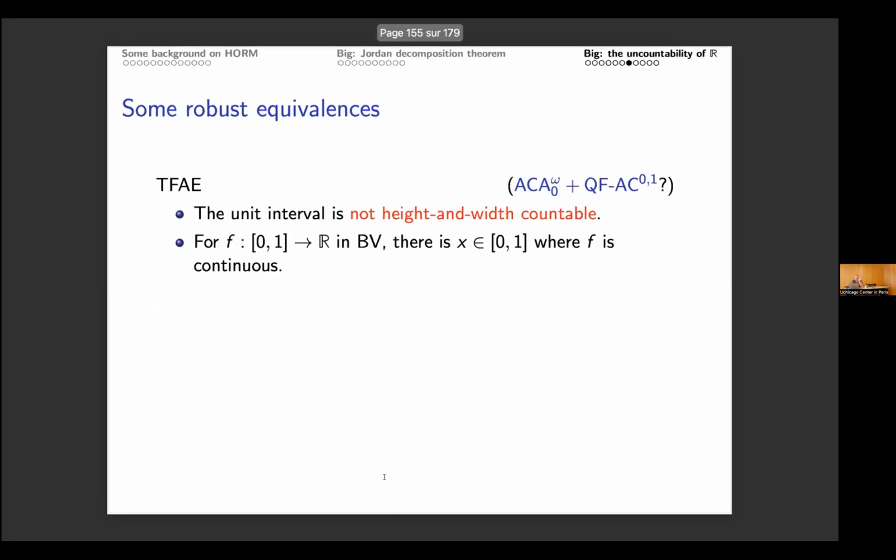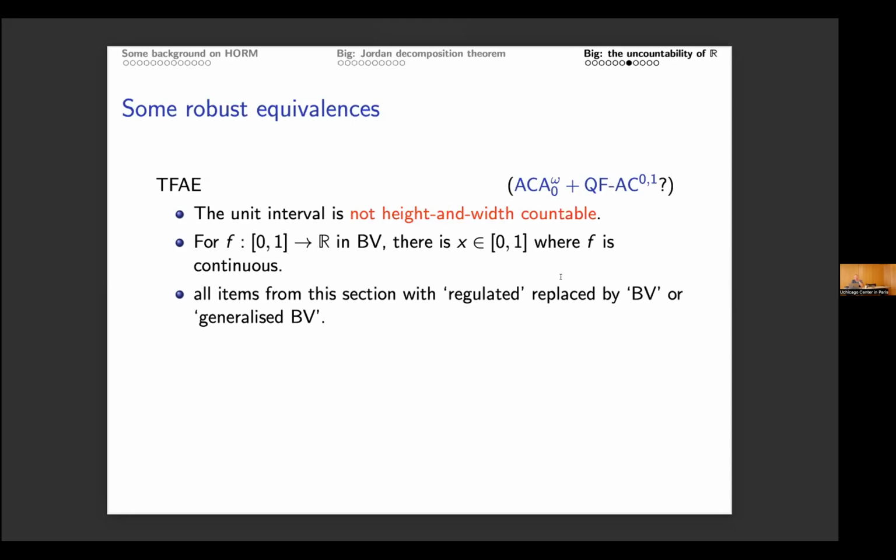And then you have plenty of equivalences. For example, the unit interval is not height and width countable, is equivalent to, for a function of bounded variation, there's a point of continuity. So you need exactly this definition to get the equivalence, nothing else. And you can recycle all the previous stuff. Regulated is replaced by BV or generalized BV. So imagine 20 equivalences now.